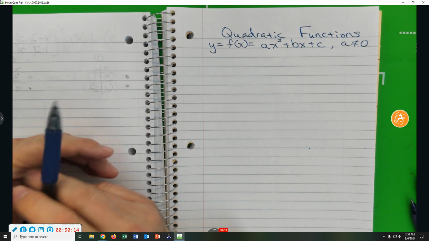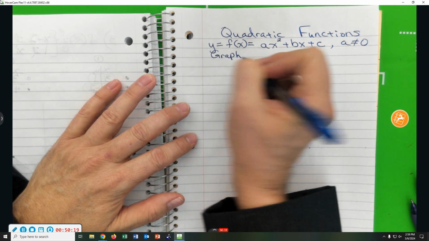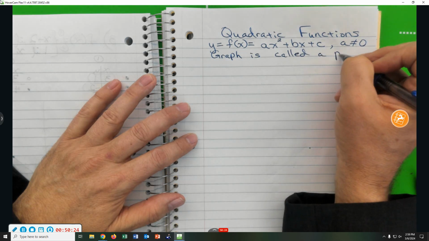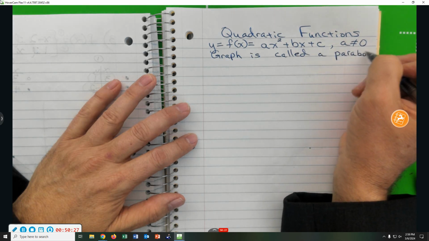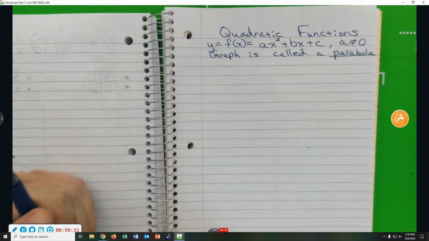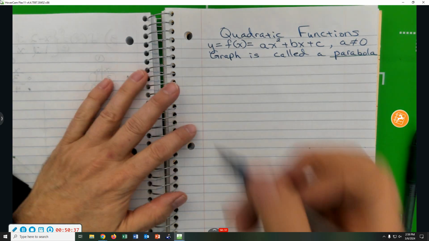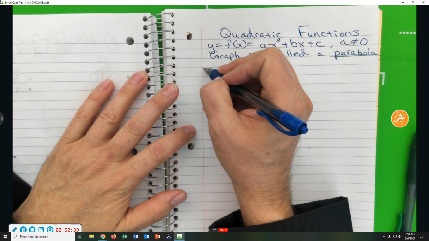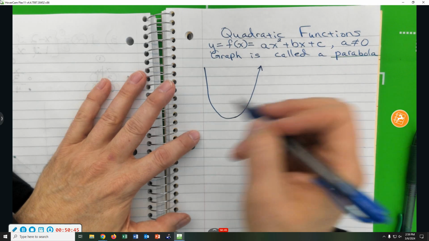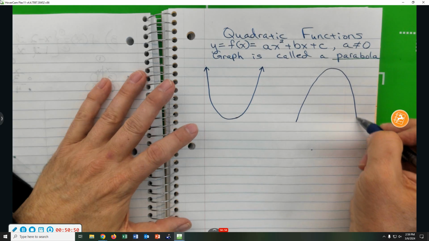The graph of a quadratic function is a smooth U-shaped figure called a parabola, P-A-R-A-B-O-L-A. A parabola is a smooth U-shaped figure. It'll either open upward or downward.